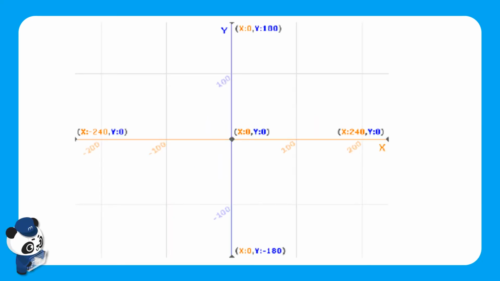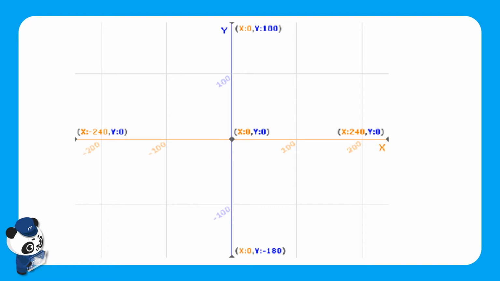The x position ranges from minus 240 to 240, in which when x is equal to minus 240, it shall be in the far left of the stage. And when x is equal to positive 240, it shall be in the far right of the stage. Similarly, the y position ranges from minus 180 to positive 180, in which when y is equal to minus 180, it shall be at the lowest position of the stage. And when y is equal to positive 180, it shall be at the highest position of the stage.